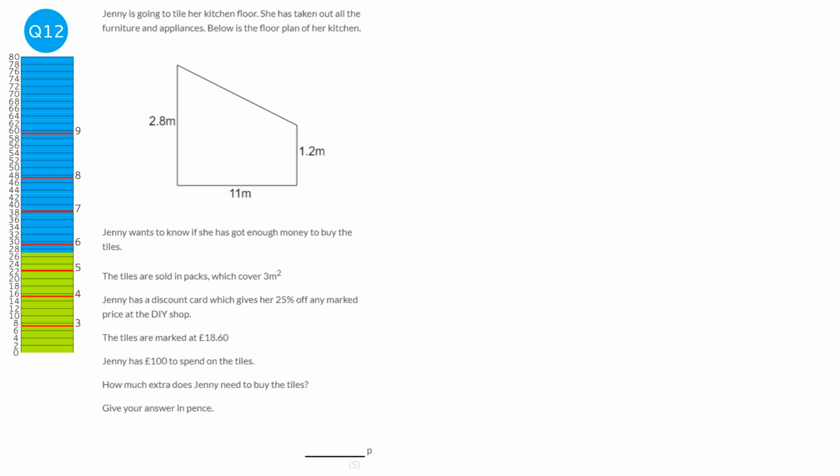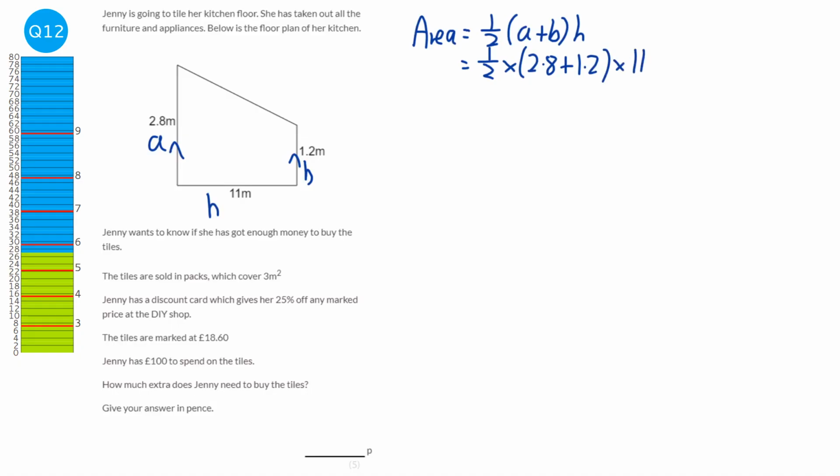The first thing we need to do is work out the area of the floor. And you'll notice that this is a trapezium. So with a trapezium, the formula is half (a plus b) times h. And a and b are the parallel sides, so these ones are the parallel sides, and the height is the one connecting the two parallel sides. So we're going to start off by writing down the formula, so it'd be half (a plus b) h, so half times (2.8 plus 1.2) times 11.